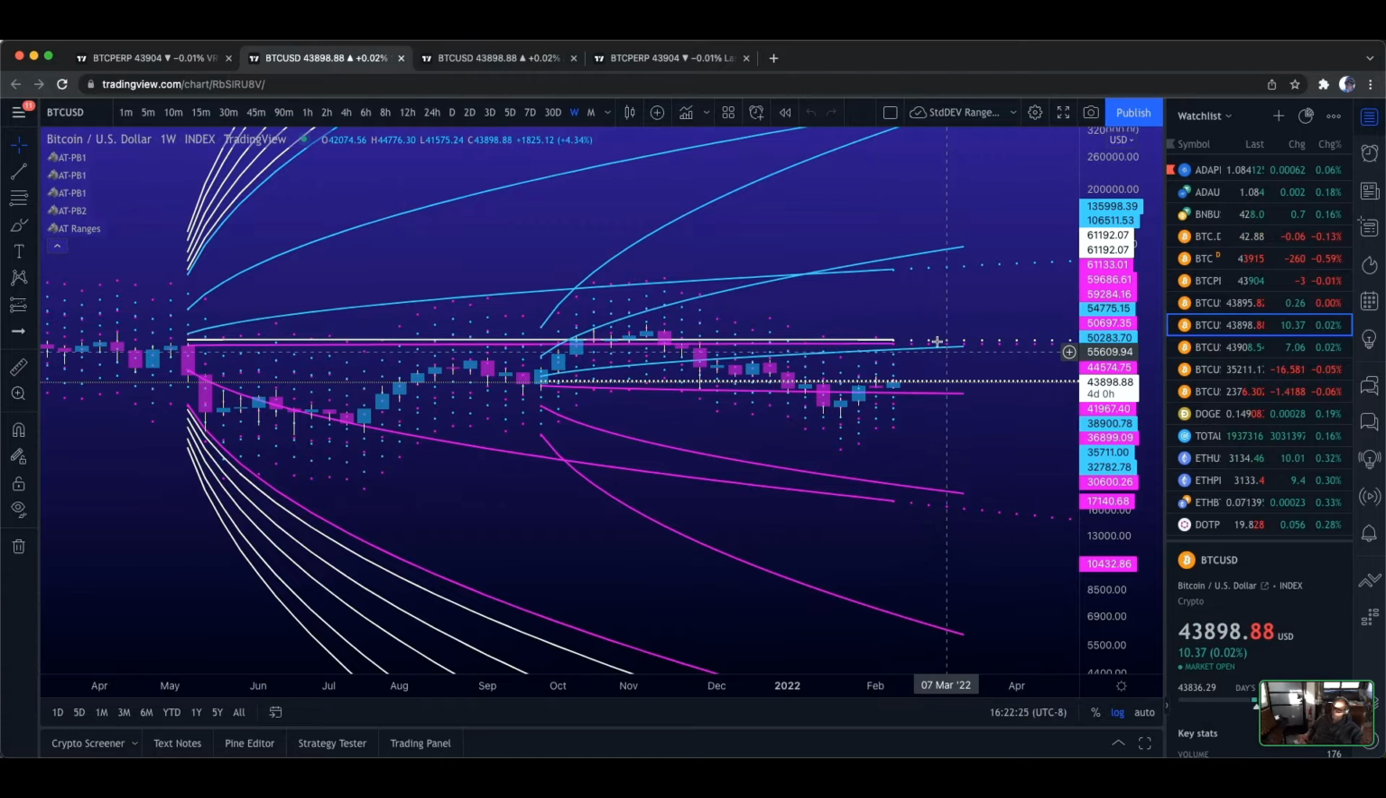And this is what I'm looking for. I'm looking for a weekly 2SD move. If this week can close up here around the second standard deviation, 46.1, I'd love to see a big pump. It's set up for it to take Bitcoin back over 50K.